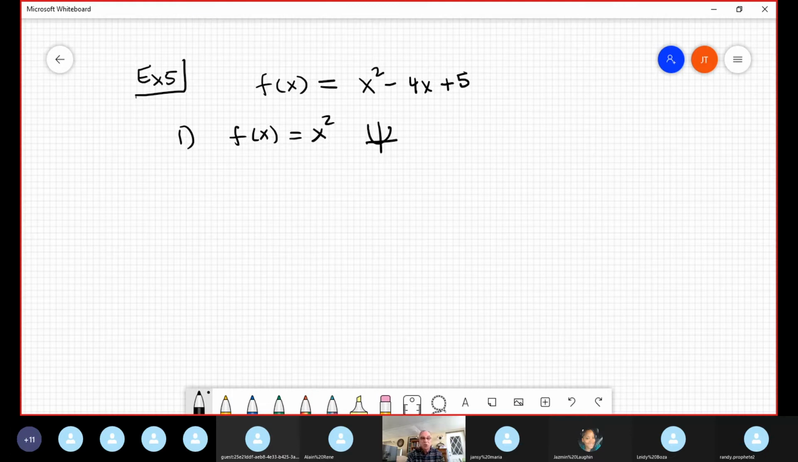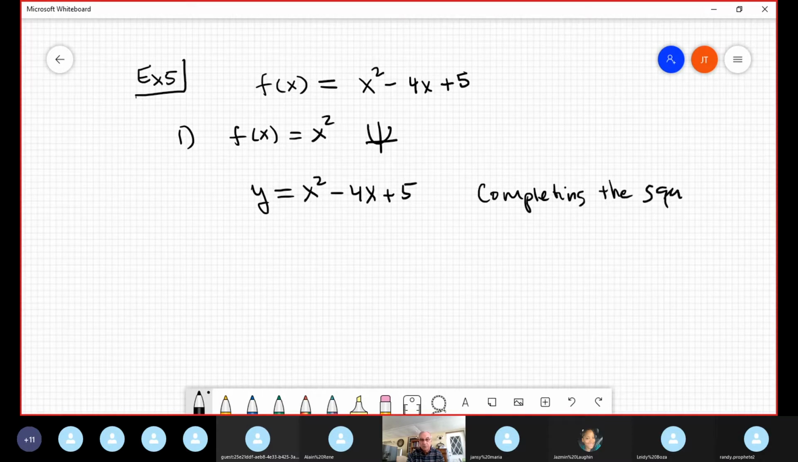Why is it very confusing? Because you need to manipulate this equation to understand the transformation. So this is a classical example in which you apply complete the square one more time. Complete the square. One more time. So remember, complete the square: y equals x squared minus 4x.